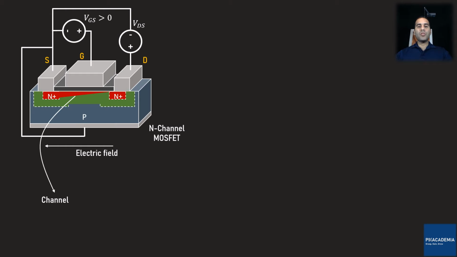Since the source region is supplying electrons in this process, the MOSFET pin is called the source. And since the drain region is where the electrons leave the device, this pin of the MOSFET is called the drain. Let's continue increasing the drain to source voltage.